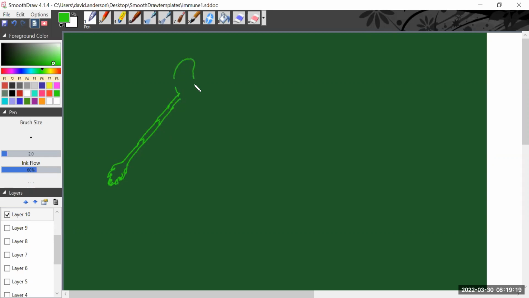Now we're going to draw the lymph node in the shape of a kidney bean. So the lymph node has got a convex surface that's bigger than the concave surface. And you'll notice that we have more vessels entering the lymph node than leaving.